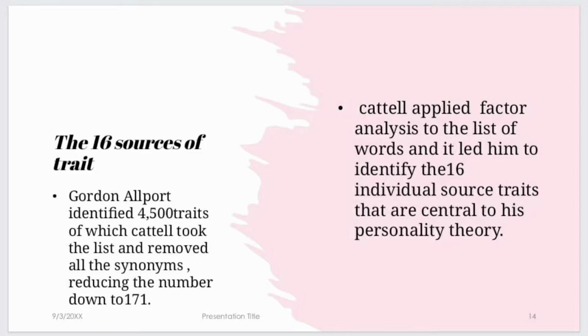Okay, now let us look into the 16 source traits that Cattell identified. Before that, Gordon Allport, who was one of the first modern trait theorists, identified 4,500 traits, of which Cattell took the list and removed all the synonyms, reducing the number down to 171. Then Cattell applied factor analysis to the list of words, and eventually it led him to identify 16 individual source traits that are central to his personality theory.